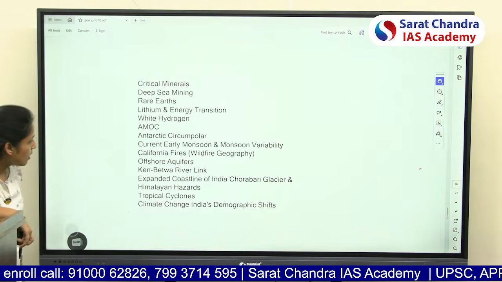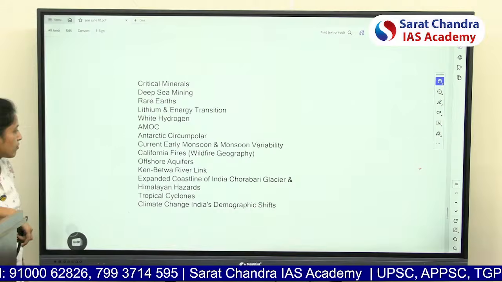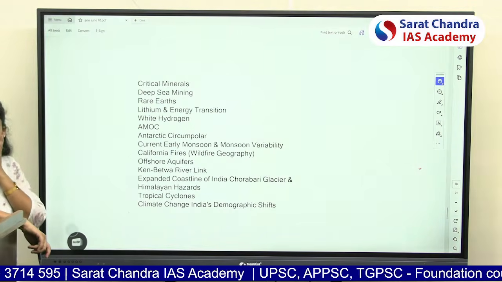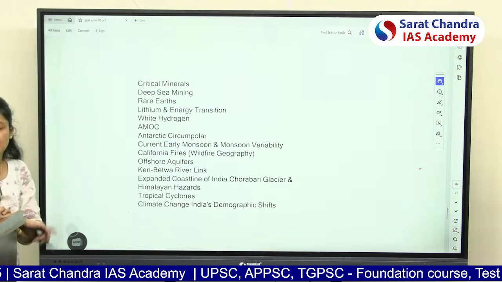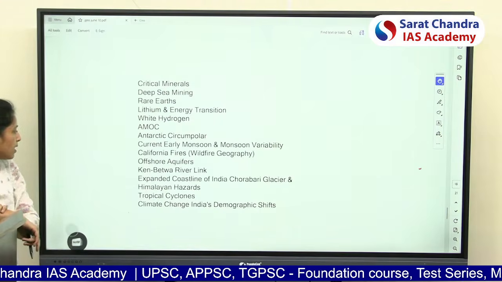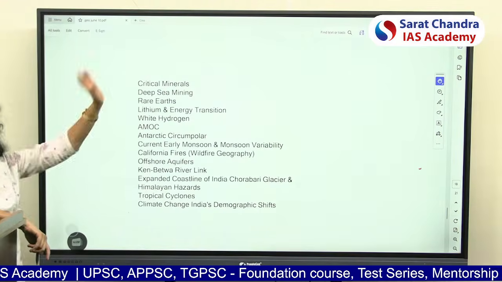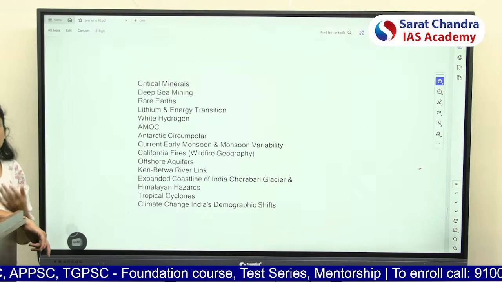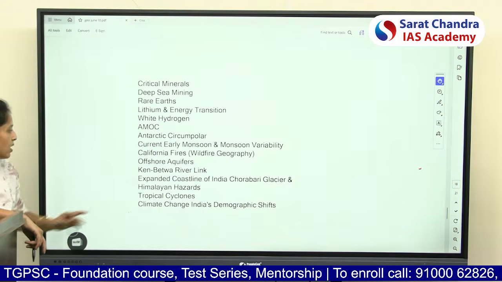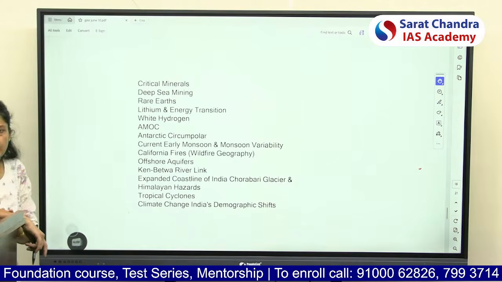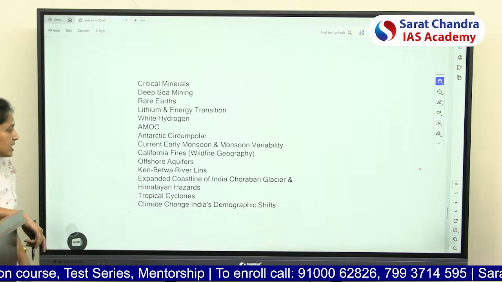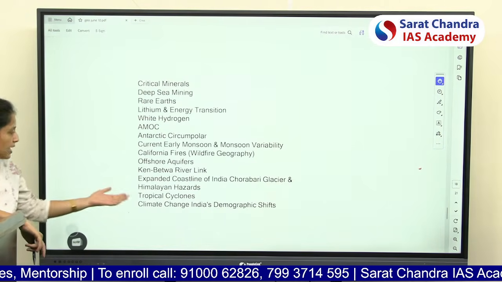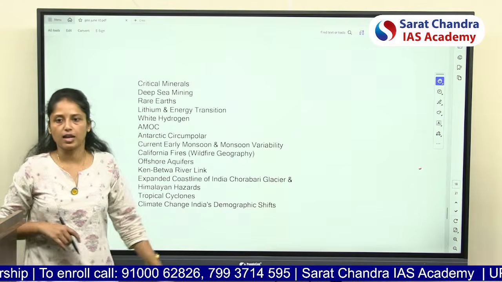After that, expanded coastline of India, Chorabari Glacier. Yes, this Chorabari Glacier was also in the news. So on any topic of glacier melting, you can add this example. Then Himalayan hazards: any kind of hazard can happen in the Himalaya. Landslides, earthquakes, forest fires, any type. After that, tropical cyclones, very common. After that, climate change and India's demographic shift. Demographic shift we discussed. In climate change, anything you can relate to climate change.